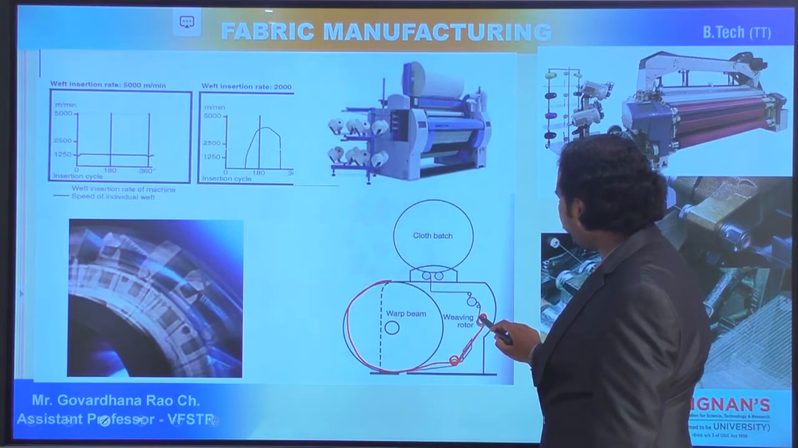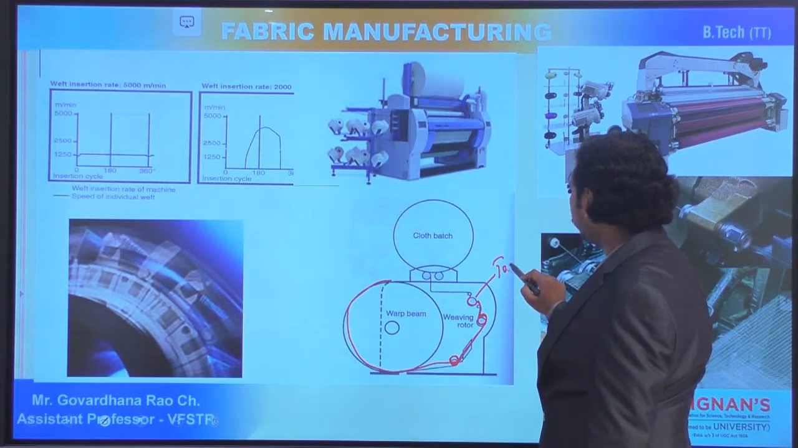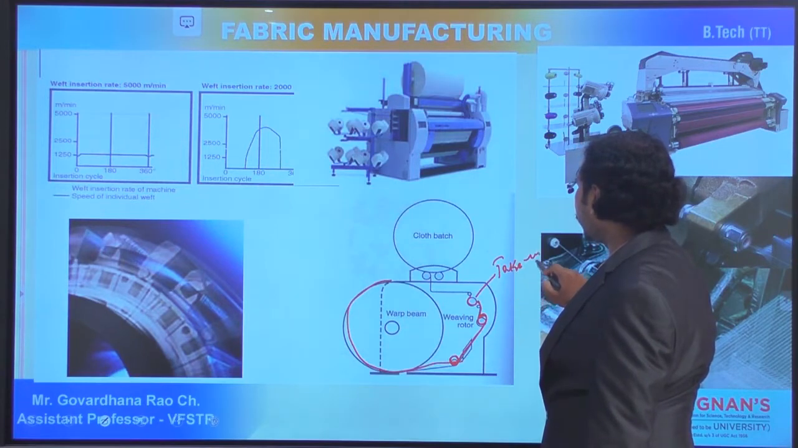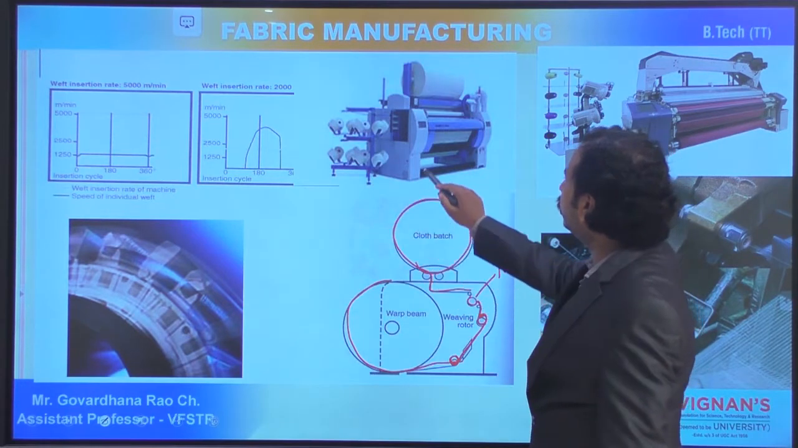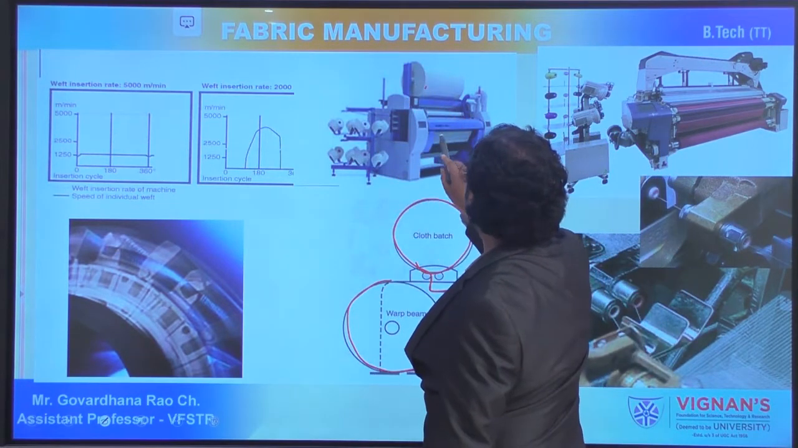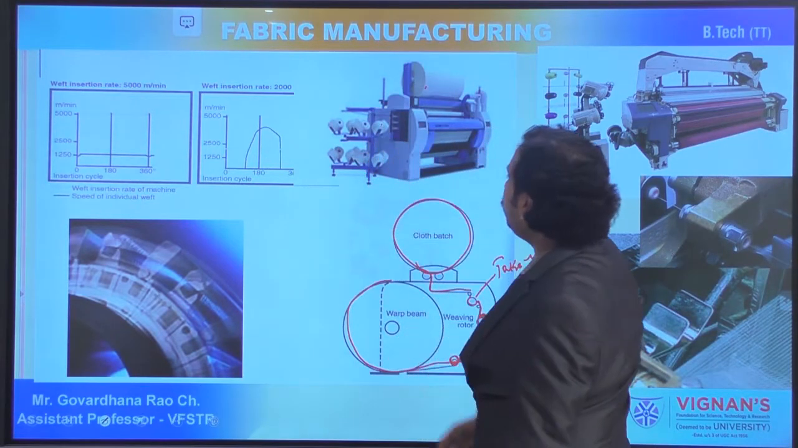After the fabric formation, the fabric is going to be taken up with the help of the take up mechanism. Then after that, the fabric is going to wind on to the cloth roller. So this is the cloth roller. These are the shed forming elements, and below this, on the back side, we have a warp beam.